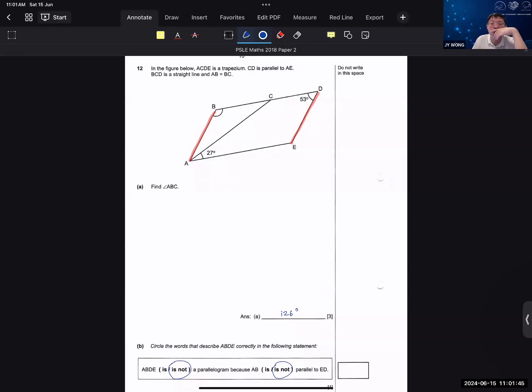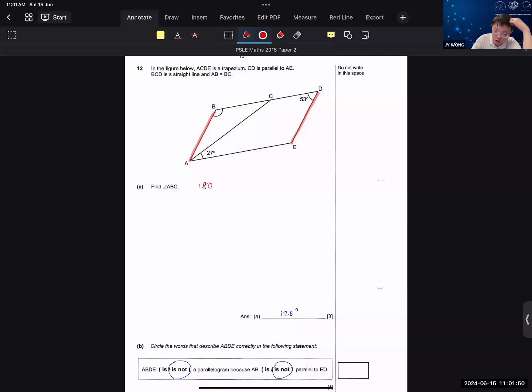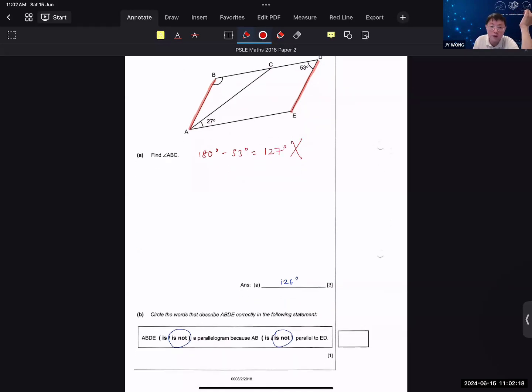Or using interior angles. So you all tell me the mistake that I will see a lot in this question, 180 minus 53 to give me 127. So obviously this is clearly wrong. The moment we see this, of course, your whole question will be a 0 already. And you realize how many marks this question is. This question is 4 marks.